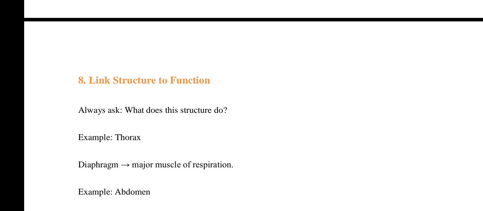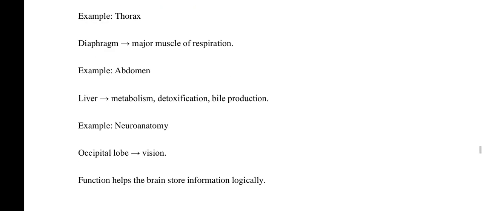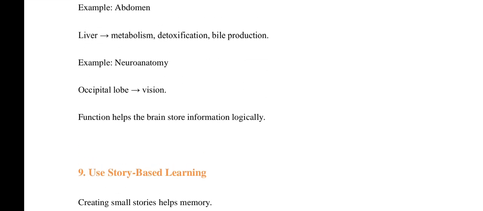The heart. What's the function of the heart in the body? It pumps blood. The diaphragm. What's the function of the diaphragm? It's the major muscle of respiration. The occipital lobe of the cerebrum. What is the function? It's for vision. So using functions and relating them to the structure helps the brain to store the information better and logically, and even helps you when you are writing notes in anatomy, because there's no way to talk about some of these structures without at least talking about their function, what they do in the body.